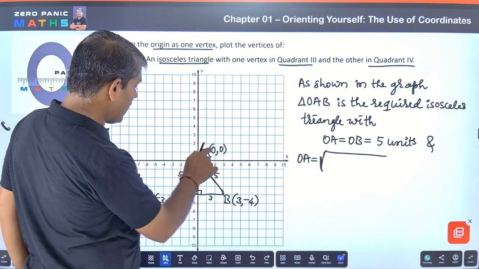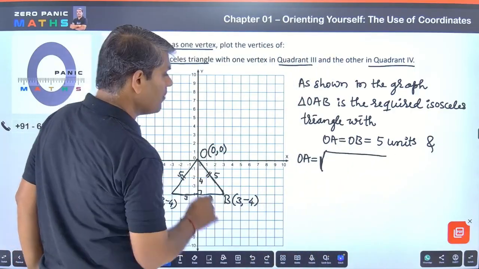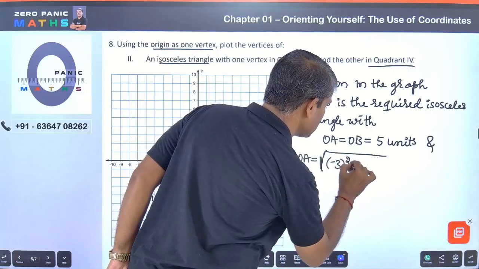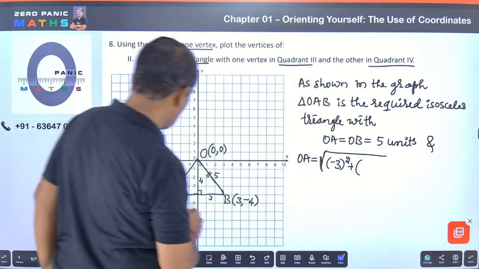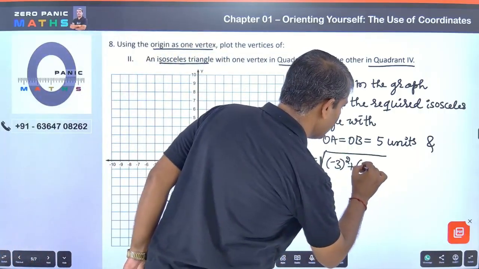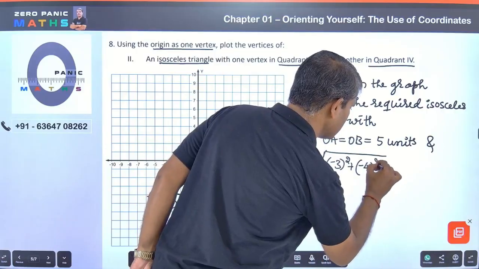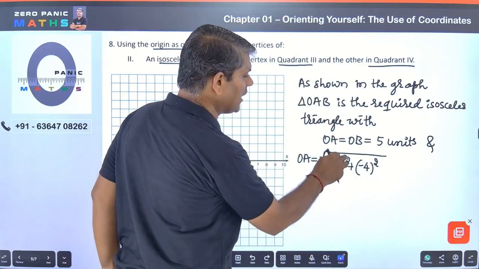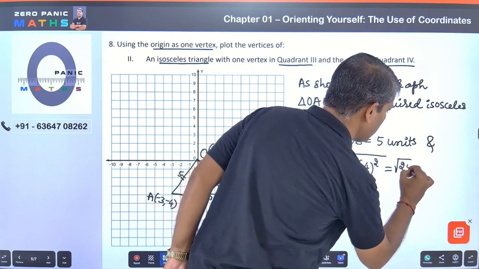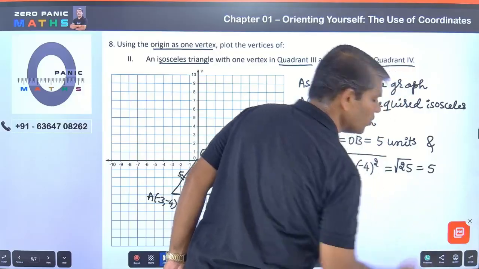Square root of x2 minus x1, that is minus 3 minus 0. It is minus 3 square. Plus y2 minus y1, that is minus 4 minus 0. It is minus 4 square. It is 3 square, it means 9 plus 16, which is square root of 25. And that is equal to 5.